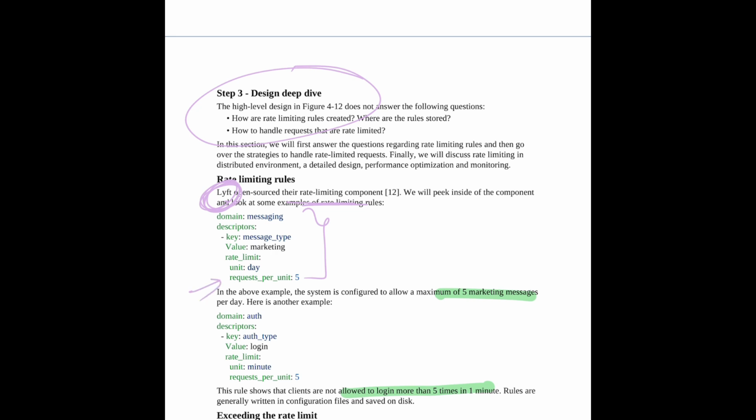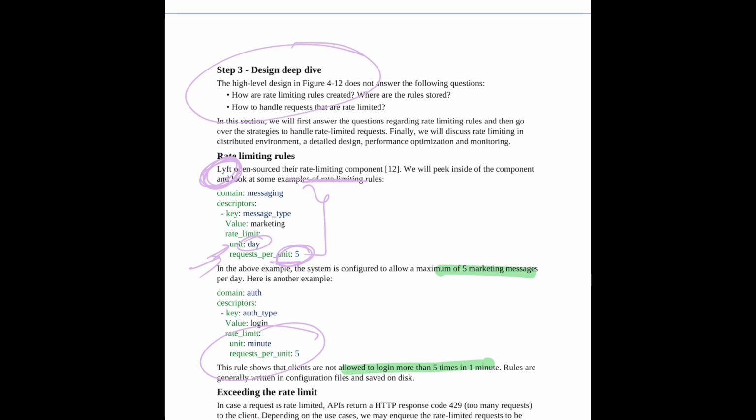So what it means is they allow a maximum of 5 messages per day. What is the unit? Per day. What is the threshold? 5. Same here. They allow a maximum of 5 logins per minute. So that's how you define your counters, that's how you define your timestamps.